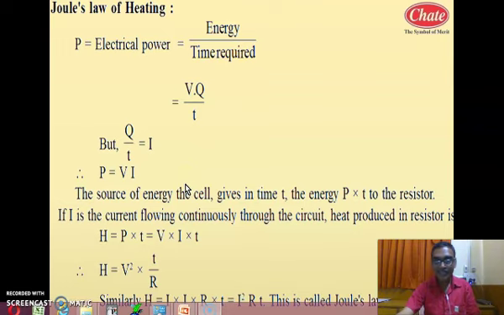Heat is a form of energy. So one form of the heat equation is VQ. This is one form. The second form of heat is VIT. The third form of this heat is V square by R into T. And the fourth form of heat is I square RT. So these are the various forms of heat equation.